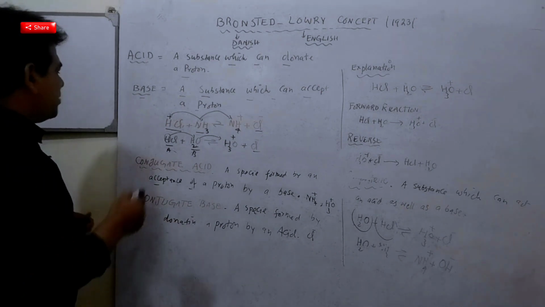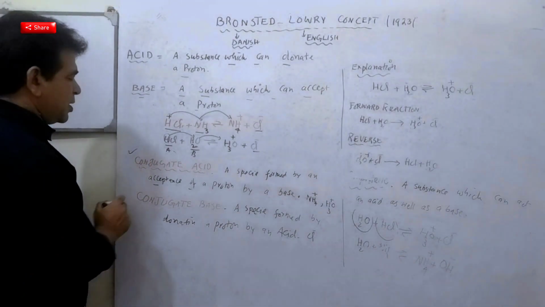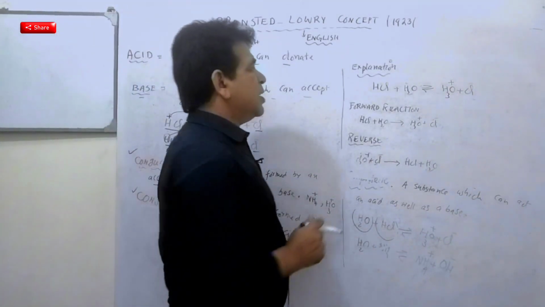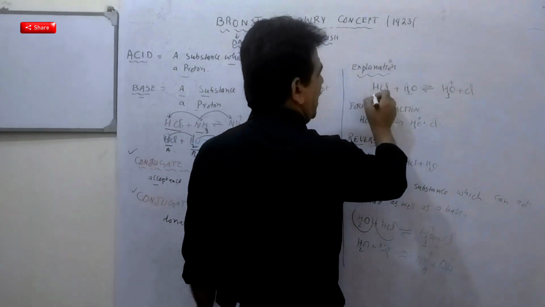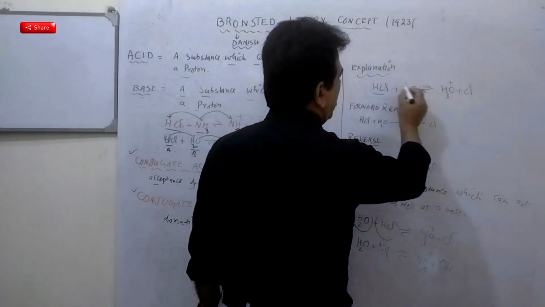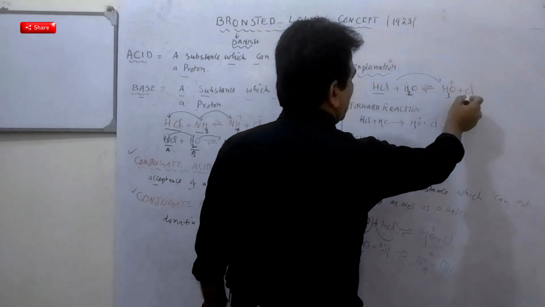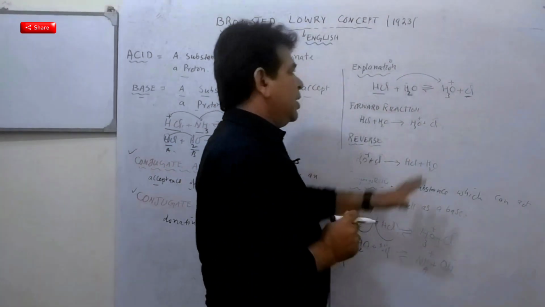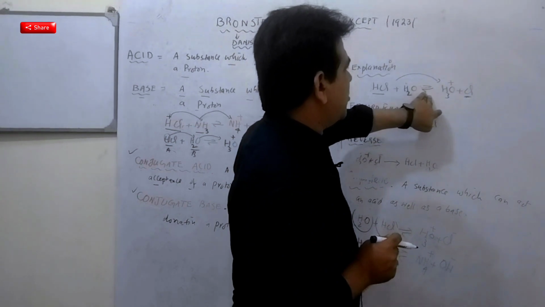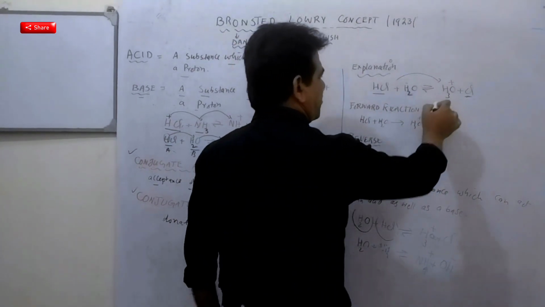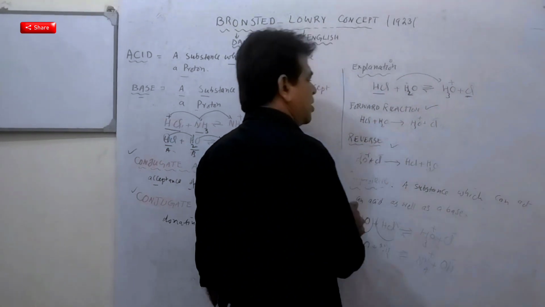Now the next concept is: what are conjugate acids and what are conjugate bases? To understand this concept, dear students, let's have an example. The example is HCl reacting with water to form, as I mentioned earlier, a hydronium ion and a chloride ion. As is clear from this equation, it is a reversible reaction, and a reversible reaction contains two reactions: one is a forward reaction and the other is a reverse reaction.